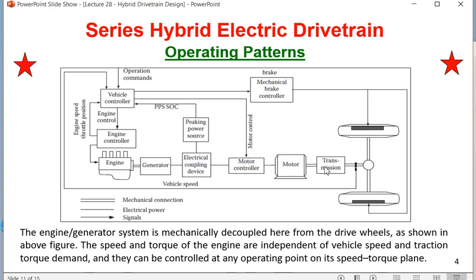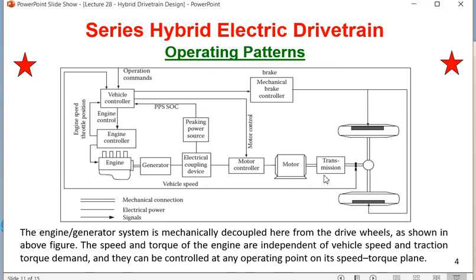Speed and torque of the engine are independent of the vehicle speed and traction torque demand, as they can be controlled at any point of operation in the speed-torque plane. So depending on the operation command, the vehicle controller can increase or decrease the speed and torque of the vehicle just by controlling the output motor. And this motor is getting its input from the engine generator set as well as from the peaking power source.